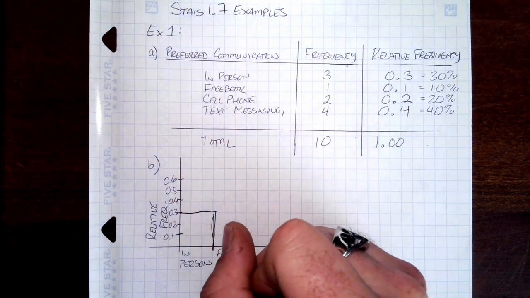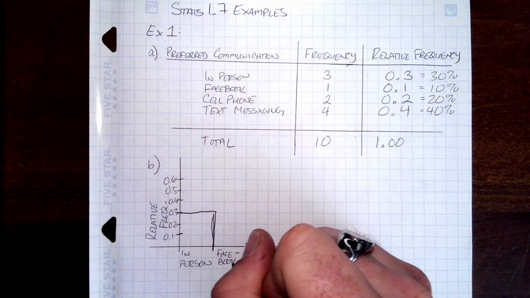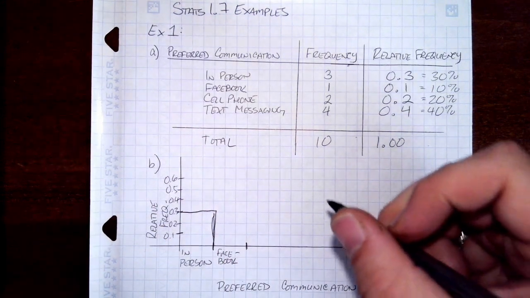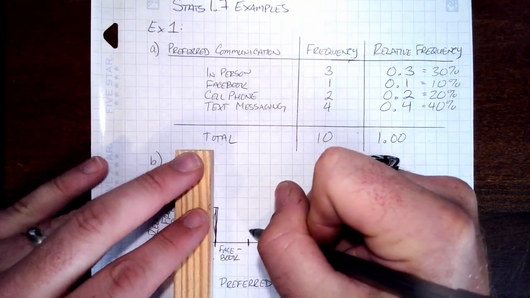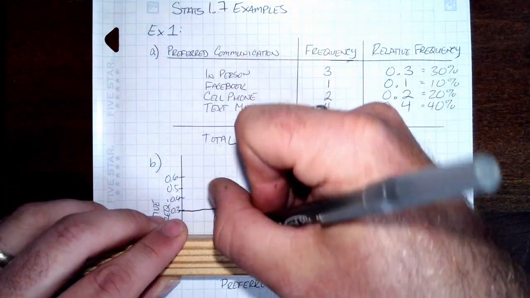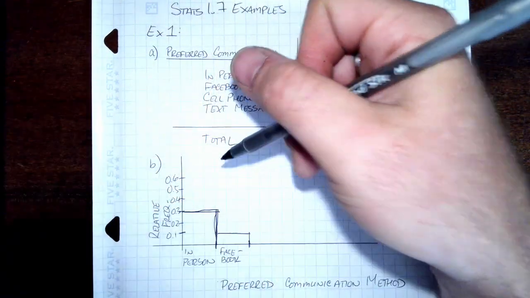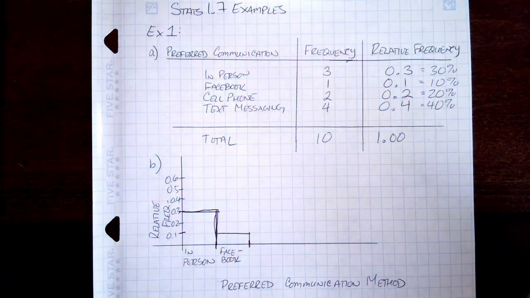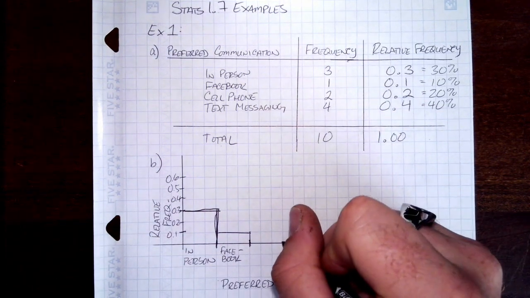I'm not leaving spaces this time, because you have the option for a lot of those yourself. So Facebook had a frequency of 10% or 0.1. Sorry, relative frequency. It had a frequency of 1. It just showed up once. Frequency is how often, how many times. Relative frequency is what percentage or what decimal proportion of the time.